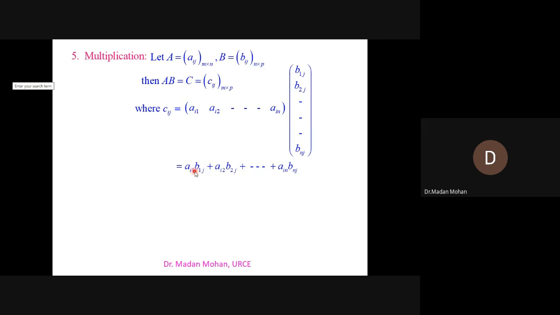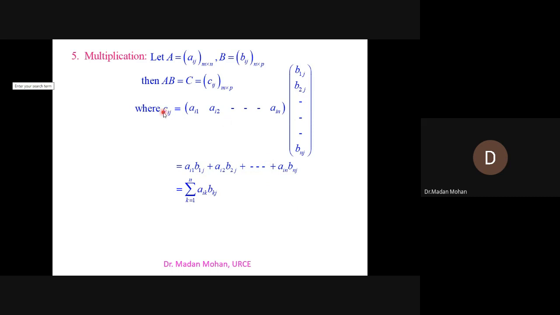Aik, Bkj. k is 1, 2, up to n. Got the point now? Suppose Aik, Bkj: k value 1, k value 2, k value n. The summation runs over k values. Therefore, sigma k equal to 1, Aik, Bkj. This i and j are fixed throughout. k values vary. When k equal to 1, first term. k equal to 2, second term. And so on. k equal to n. Got the point now?